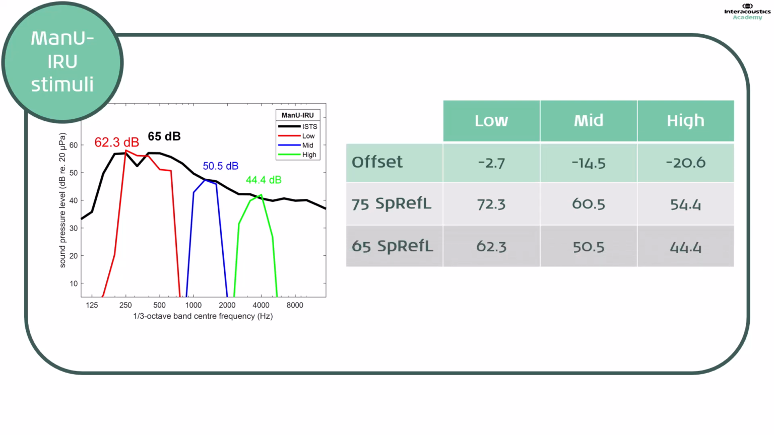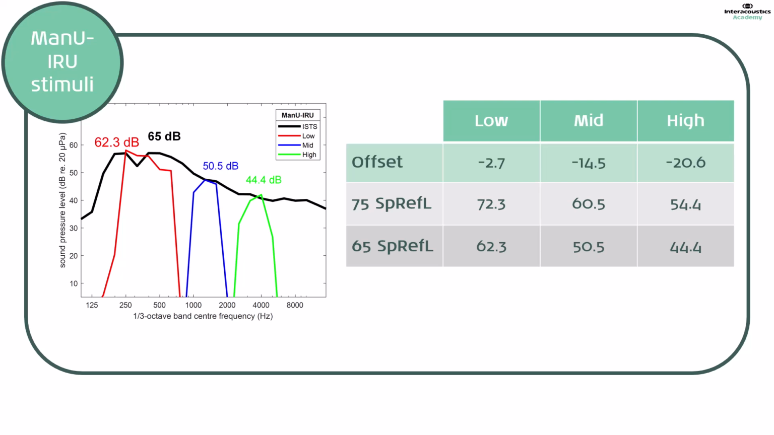For a 65 dB speech reference level, in other words, a presentation of the Manu-Iru stimuli at 65 in the software, which corresponds to conversational natural speech, the actual dB SPL levels are 62.3, 50.5, and 44.4 for each of the stimulus tokens.